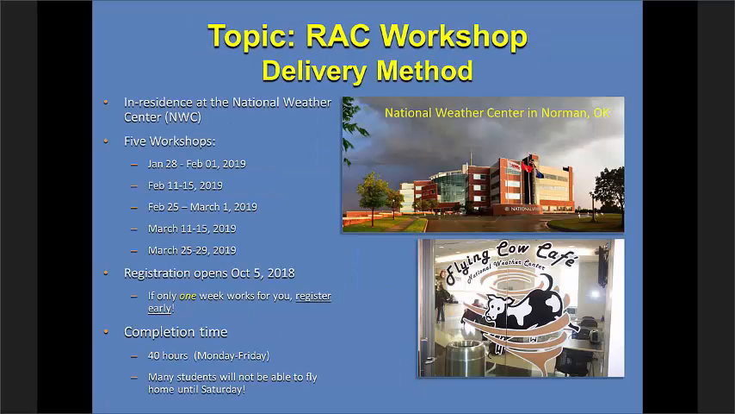Delivery method, well, it's in residence here at the National Weather Center in Norman. There's a picture of our building up there in the top right. We have 5 workshops this year. The past handful of years it's been 4, but because there's been a resurgence in the Weather Service, we're up to 5 now. There's all 5 of them. The first one begins in early January, and the last one ends at the end of March.